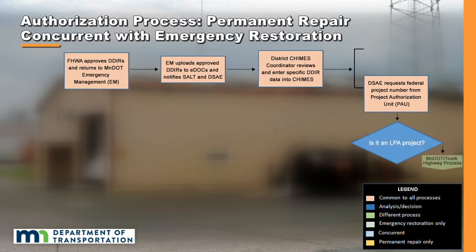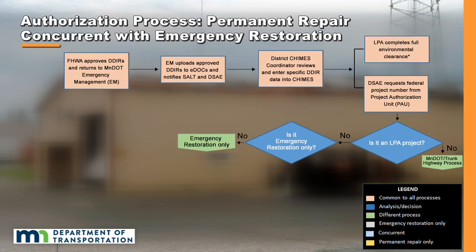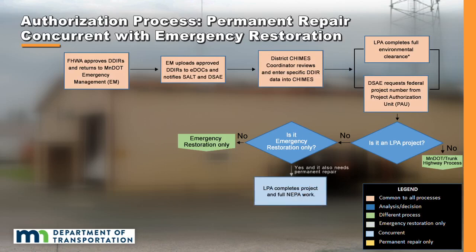5. This video outlines the authorization process for non-trunk highway projects. 6. The LPA completes the full environmental clearance, Section 106, Section 7, and Army Corps of Engineers approval. 7. Then it completes the repair project. 8. SALT completes the Federal Aid Authorization Form and submits it to the Project Authorization Unit.